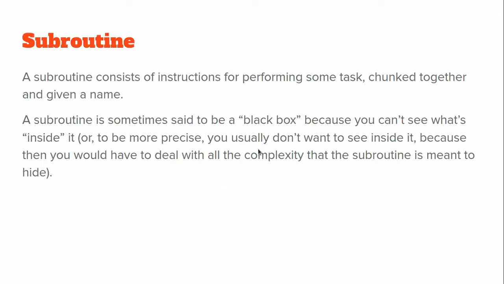Functions are also known as subroutines. A subroutine consists of instructions for performing some tasks bundled or chunked together. A subroutine is sometimes said to be a black box because you can't see what's inside of it, or to be more precise, you usually don't want to see inside it, because then you would have to deal with all the complexity that the subroutine is meant to hide.